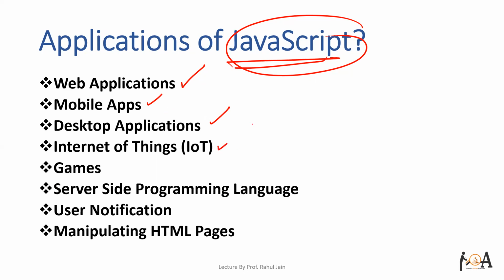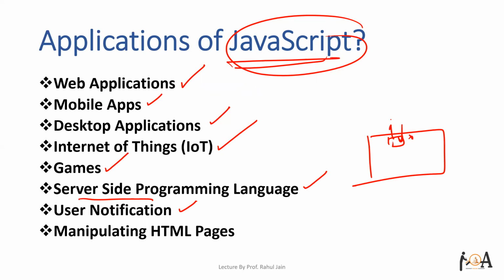Internet of Things applications you can develop. Games you can develop. You can develop server-side programs with the help of JavaScript. User notifications, right? Let's say a particular web page is open and you are downloading something, and you close it. If you are closing it, a prompt, a pop-up will appear. It will ask whether you really want to close this web page or continue the downloading. So user notification will be there in the form of Windows alert options. So these things are part of it, and you can manipulate HTML page content. You can change the background color with the help of this language.